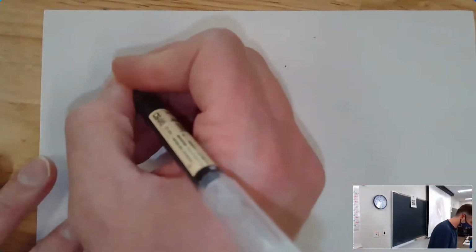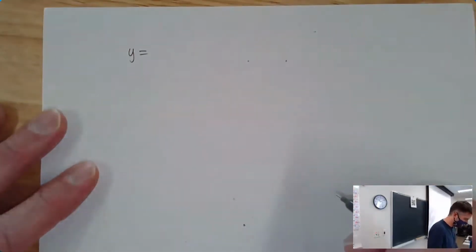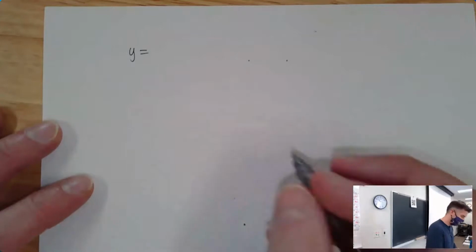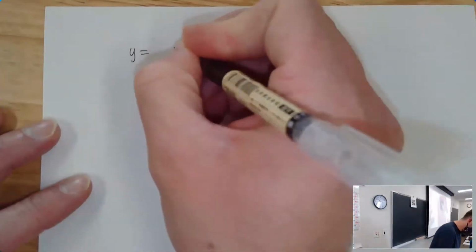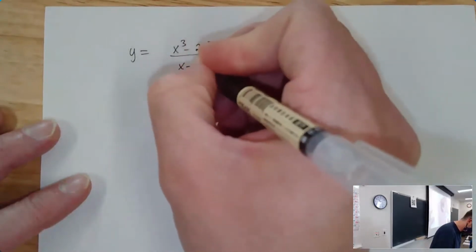So let's say you had something like this. I'm going to make it not terrible. Let's say y was equal to, how not terrible can I make it? Sure. x cubed minus 2x squared, divided by x minus 2.